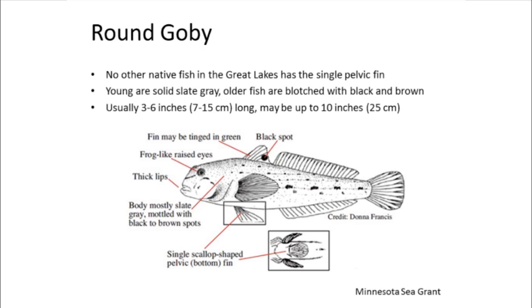But they also are a carrier of avian botulism, and so the round goby has been linked to loon die-offs in the Great Lakes as well.